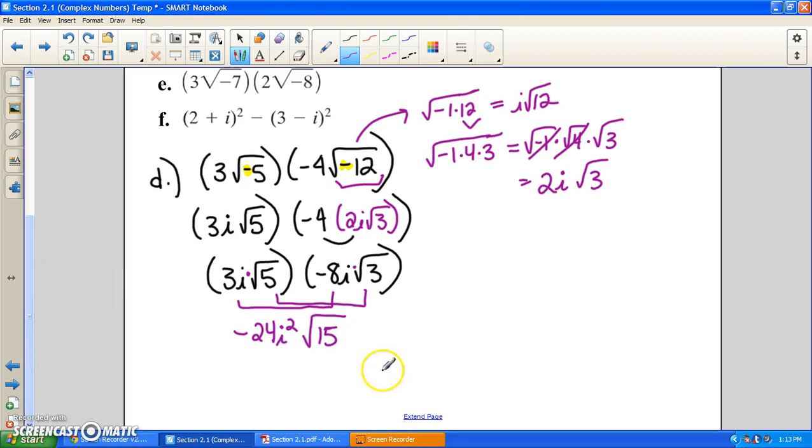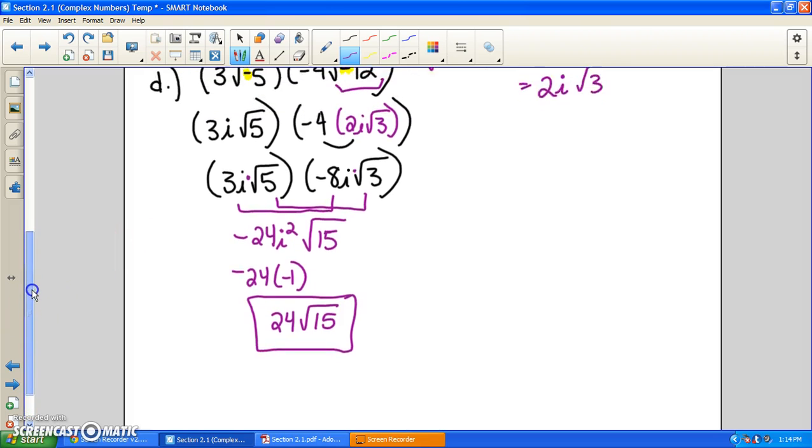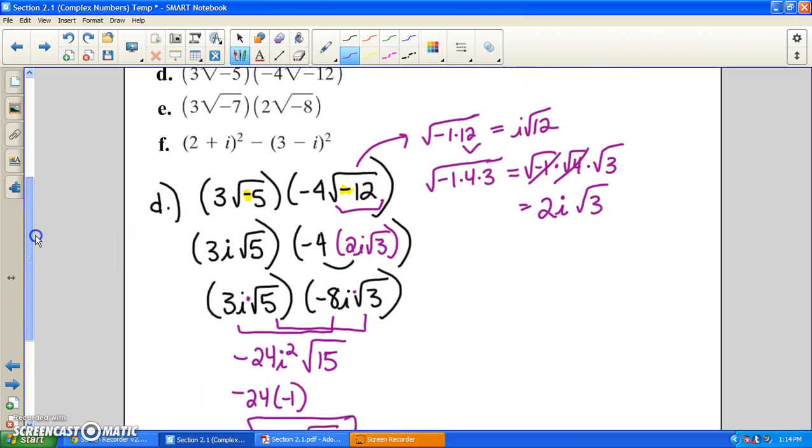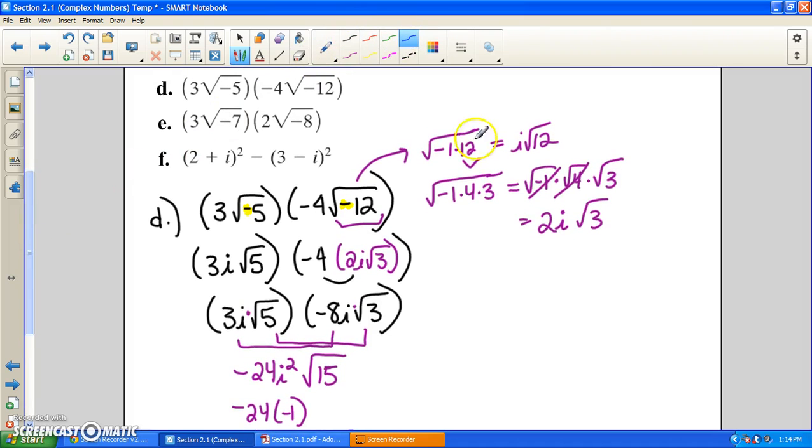Of course, here we don't leave that as negative 24i squared. We know that's negative 24 times negative 1, so that turns it into a positive 24 on the outside, and the square root of 15 stays the square root of 15. So again, same situation, we just have to deal with what's given to us.